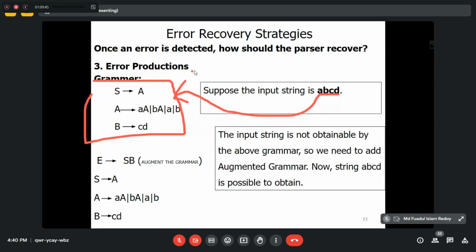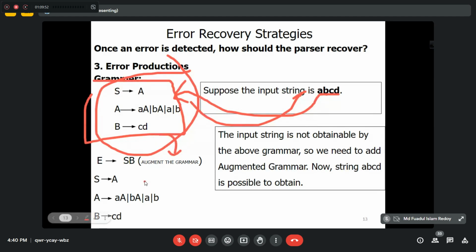So this grammar is not enough to generate this input string. That's why you augment this grammar to this grammar. And here you need again to draw the parse tree. So you need to draw the parse tree for this input for this grammar, and you also need to draw the parse tree for this input for this grammar. That means two parse trees you need to draw, and those parse trees are not present in the slide. So it needs to be done by yourself, because I already discussed those. Got it?